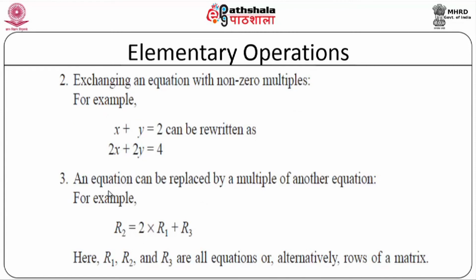The second operation is going to be multiplying by non-zero multiples. For example, we can multiply the equation throughout by a constant, or we can divide the entire equation by a constant, something like this. And thirdly, we can replace one equation by a multiple of another equation. For example, in this case you can see that R1 is multiplied by the constant 2 and row 3 is added to give the resultant new row called R2. So, these are the elementary operations.